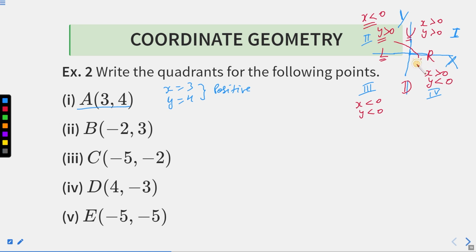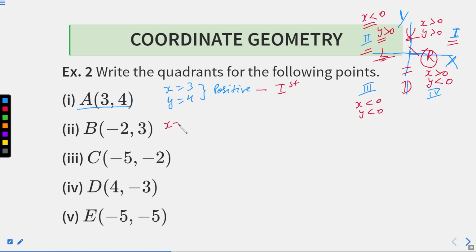Clear? So simply, we don't have to recall or memorize more things. We just have to recall the right, left, up and down. Right and up are positive, down and left are negative. Just this. So (3, 4) is positive, 4 is also positive. So x and y both are positive. So first quadrant.